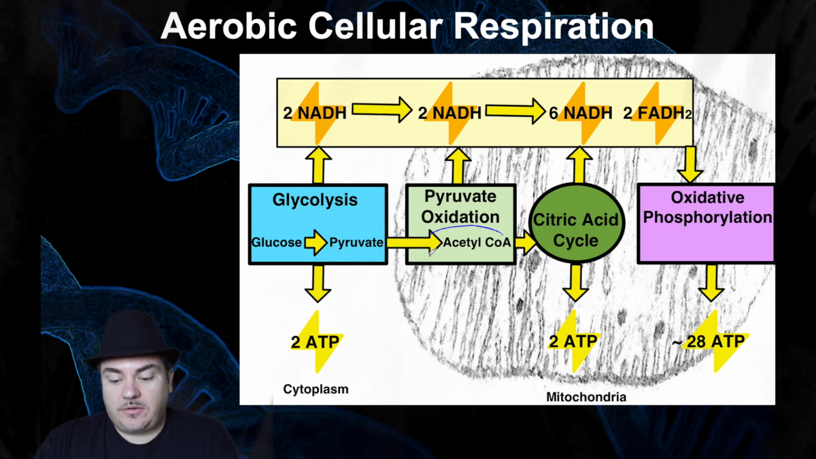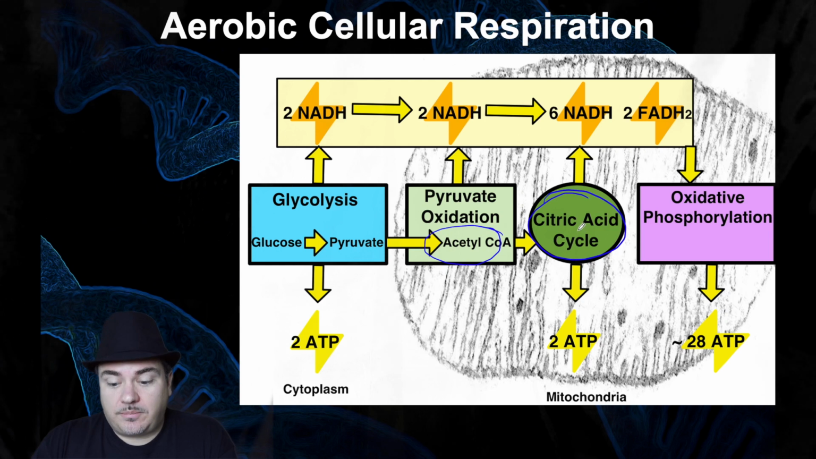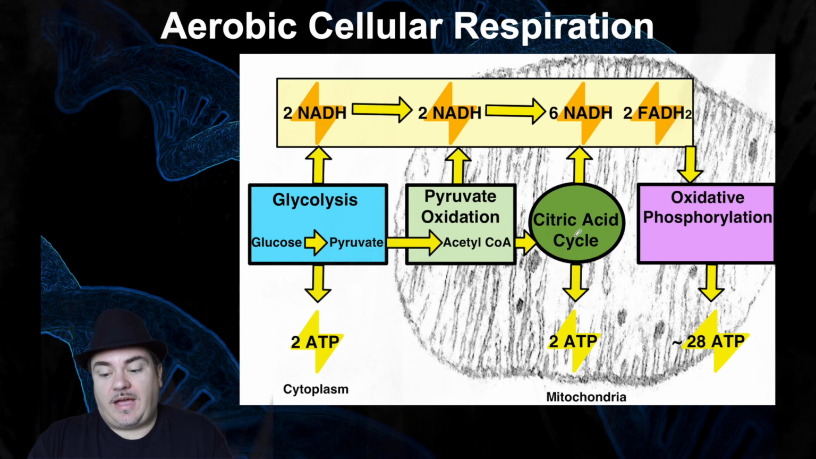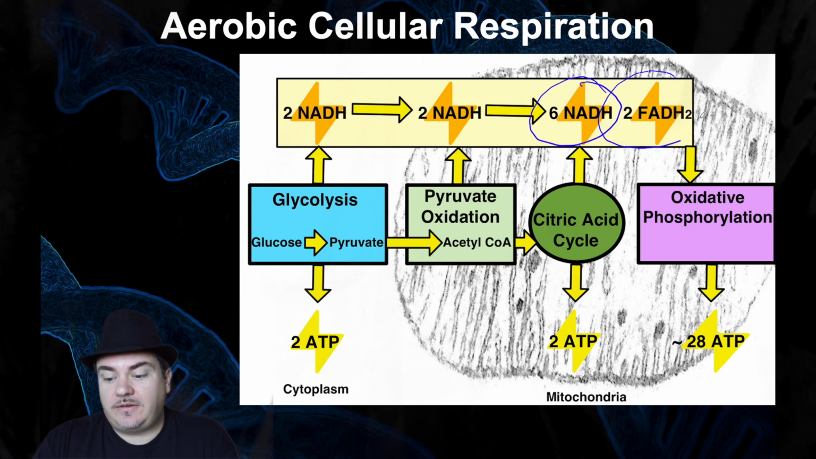That energy is used to charge up 2 NADH molecules. Then the acetyl-CoA feeds into the citric acid cycle. That's going to complete the breakdown of what started out as glucose all the way down to carbon dioxide. Since it's breaking it down, it's going to be releasing energy. That energy is going to be captured to charge up batteries: 6 NADHs, 2 FADH2s, and 2 ATPs.